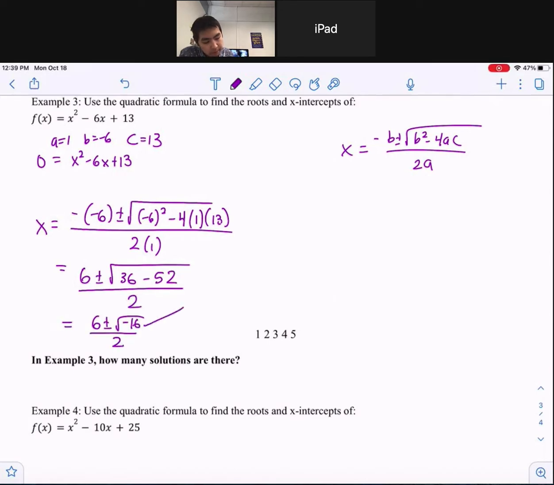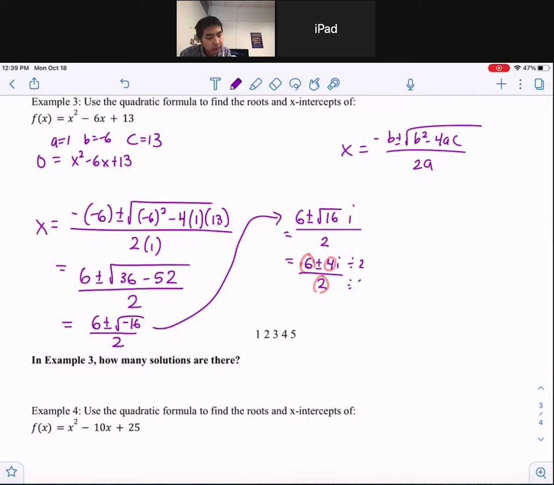Now, if you forgot how to simplify the square root of negative 16, remember, make it positive 16, but then there's an i that comes out on the outside. And the square root of 16, that's just 4. So we got 4i all over 2. Now, look, there's a 6, there's a 4, and there's a 2. We can divide top and bottom all by 2, and we're going to get 3 plus or minus 2i. So our answer is going to be 3 plus 2i and 3 minus 2i.